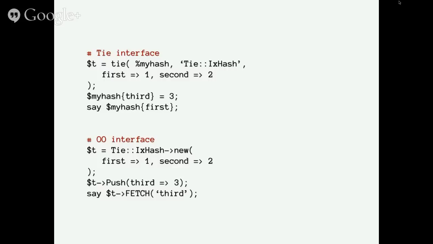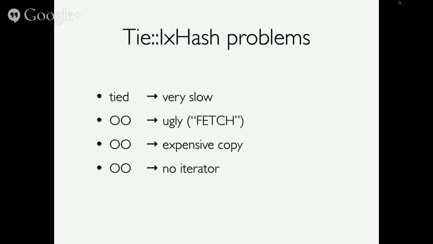So you simply create a new Xhash object, passing your data, and now you can push new data on, or you can use the fetch method, which is what underlies the hash, tied hash fetch, to pull the data back out. So that's Tie::Xhash. But I found some problems with it.